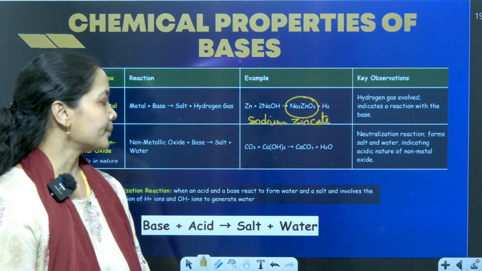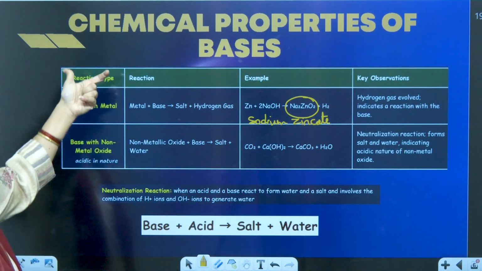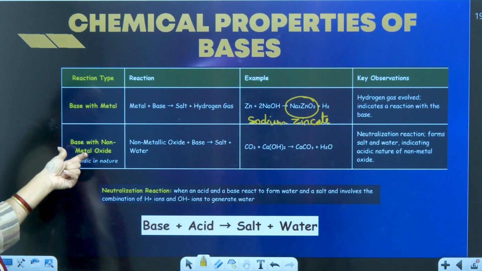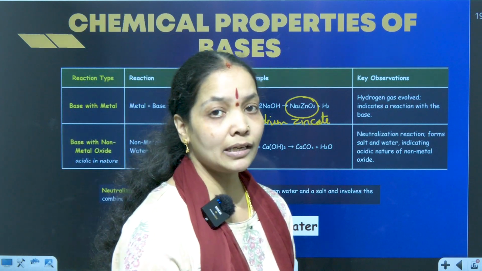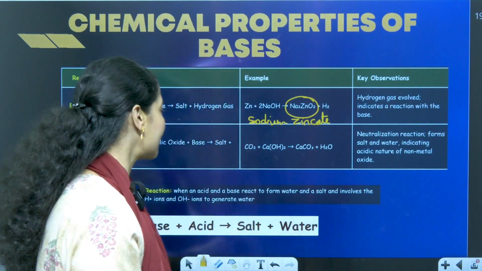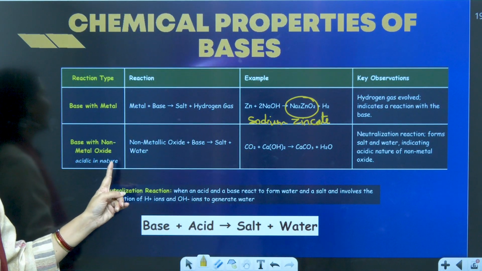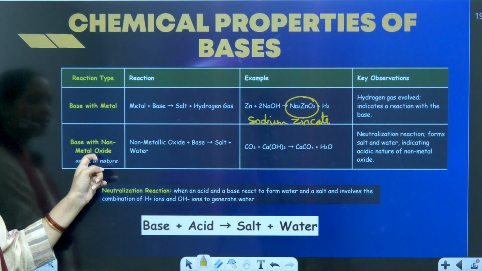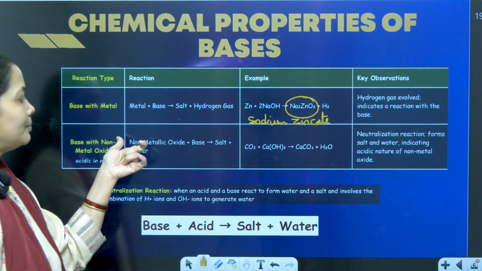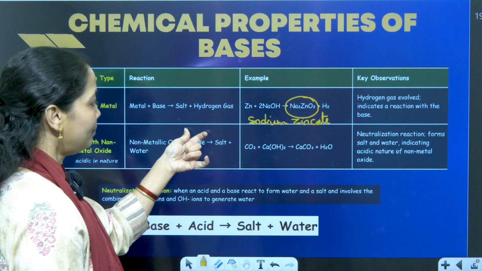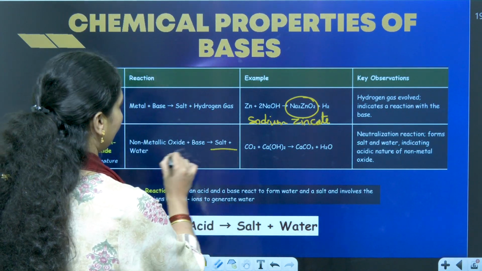No more changes there. The second type of chemical reaction with a base is base with non-metal oxide. See, bases do not react with metal oxide. They react with non-metal oxide. So we call it acidic oxide. Non-metal oxides are called acidic oxides. They are acidic in nature. The general form will be non-metallic oxide plus a base gives salt and water.